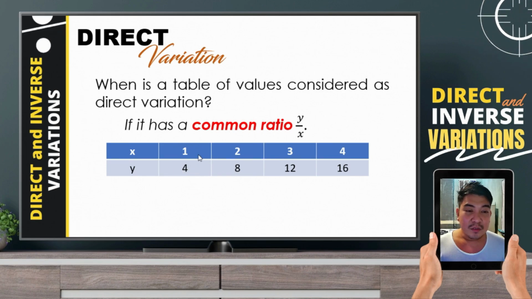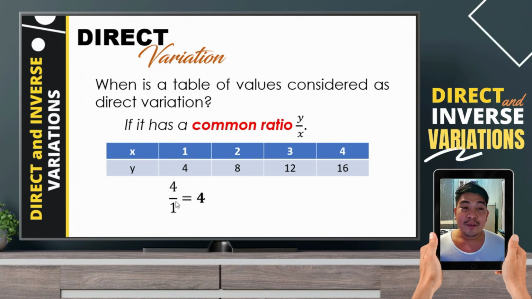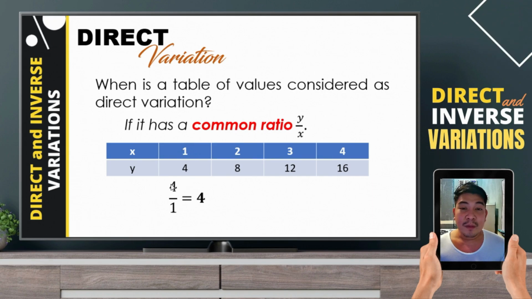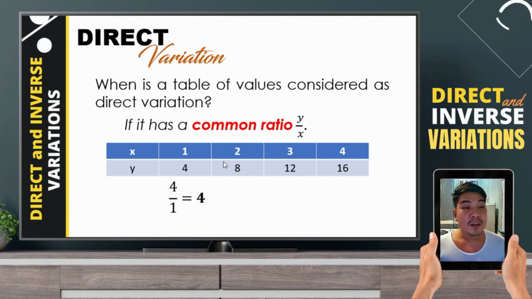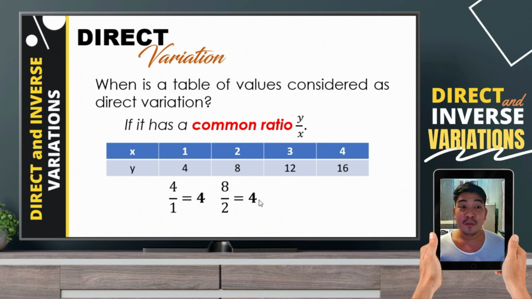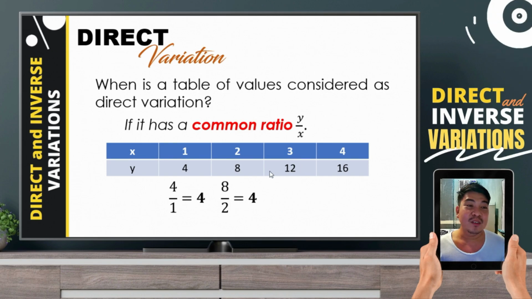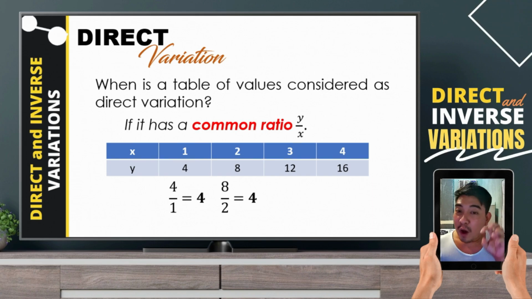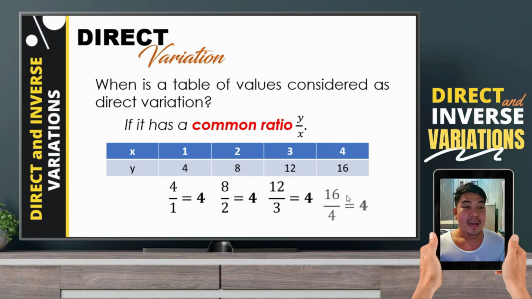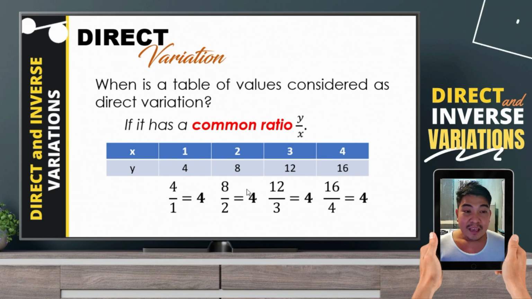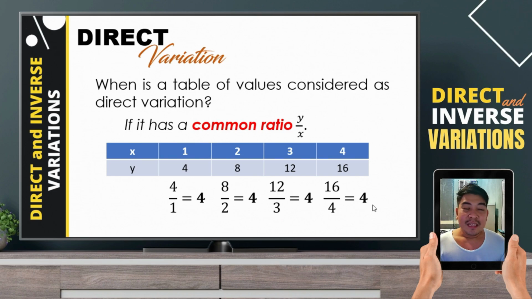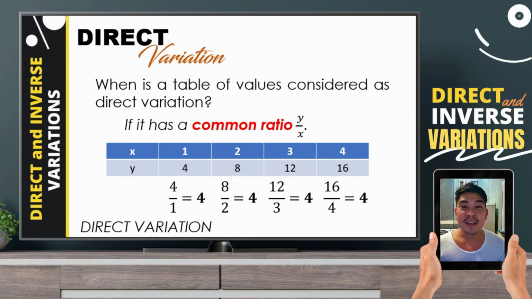So y over x, the first pair, that will be 4 divided by 1. 4, which is y, divided by x, which is 1, so that will be 4 over 1, which is equal to 4. Same process will be done here, so that will be 8 divided by 2, which is equal to 4. So pataas ang pag-divide natin, no? So going from y to x. Next, we have 12 divided by 3, which is 4, and then 16 divided by 4, that will be 4. If you can see, the ratio, kapag sinimplify natin, pare-parehas. So we can now say that it is a direct variation.